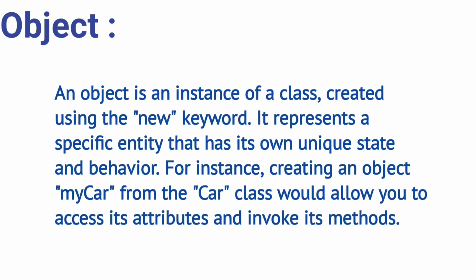An object is nothing but an instance of a class. An object will be created using the new keyword. It represents a specific entity that has its own unique state and behavior. As I said earlier, a class is a blueprint, right? In the same way, after constructing the home, it's called a real entity. So that is called an object. For example, if you consider a car, then my car is an object, and using the my car object you can access the attributes and methods of the class car.